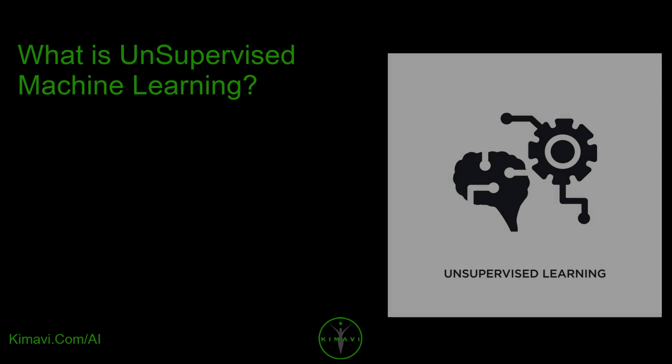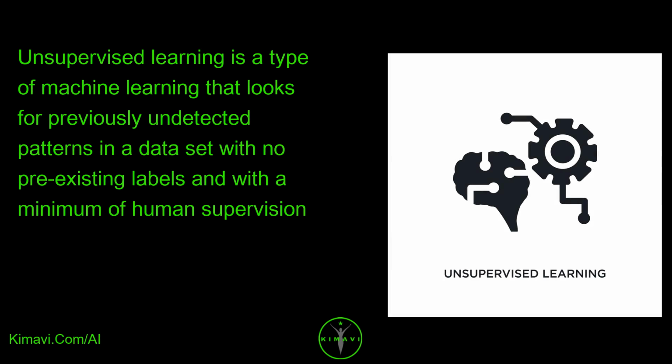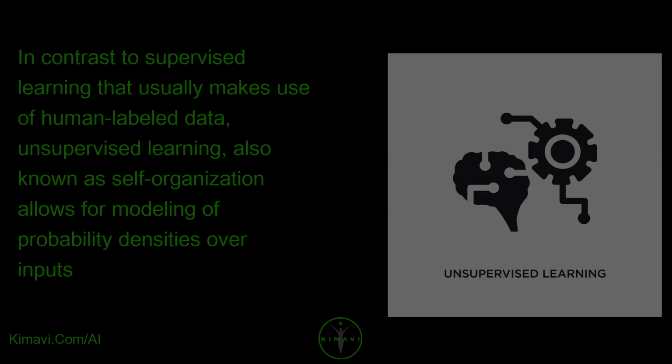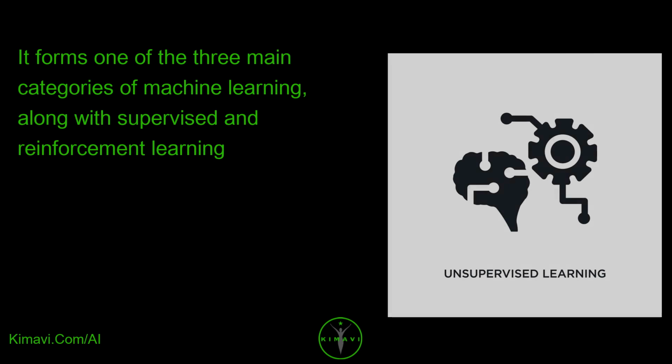What is unsupervised machine learning? Unsupervised learning is a type of machine learning that looks for previously undetected patterns in a data set with no pre-existing labels and with a minimum of human supervision. In contrast to supervised learning that usually makes use of human-labeled data, unsupervised learning, also known as self-organization, allows for modeling of probability densities over inputs. It forms one of the three main categories of machine learning, along with supervised and reinforcement learning.